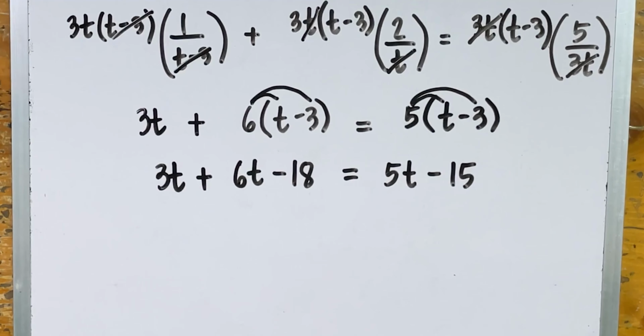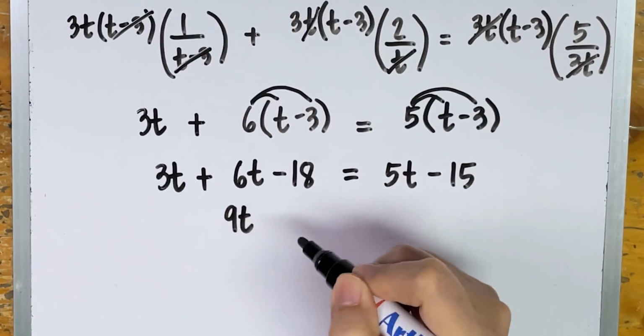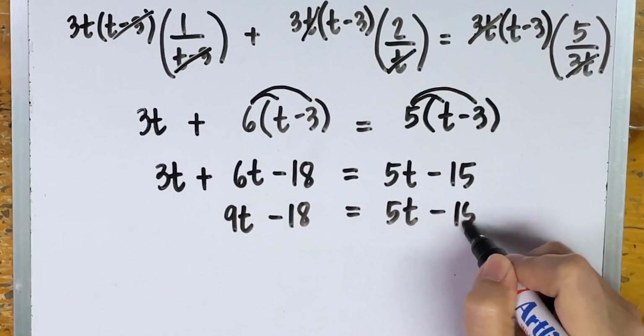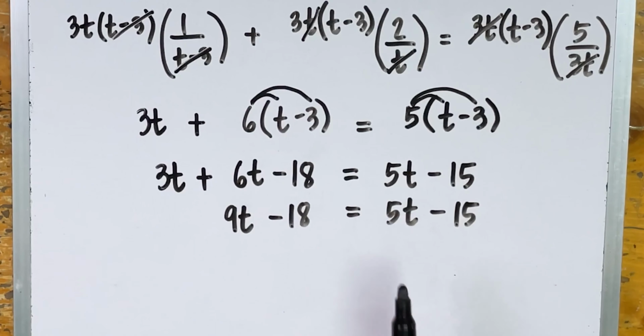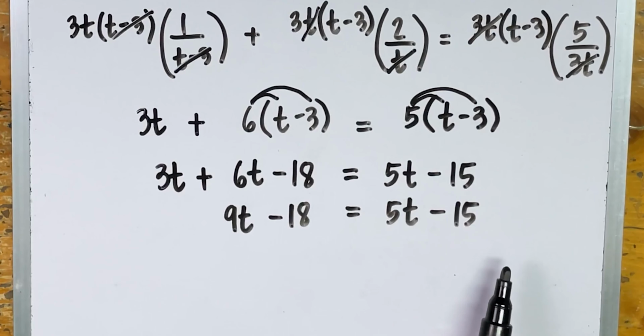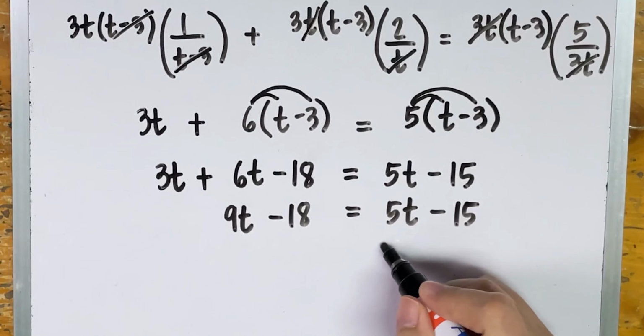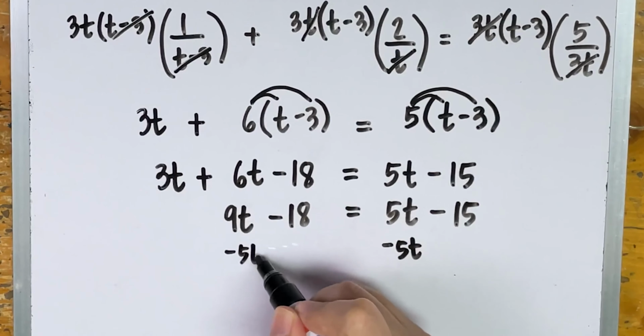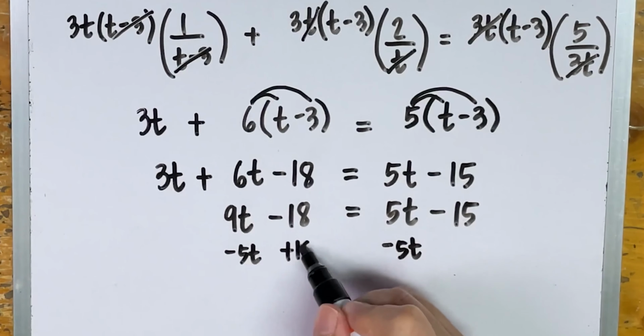Let's combine like terms first on the left side of the equation. We have 9t minus 18 equal to 5t minus 15. Now, what we can do is put all the unknowns together, all the t's together. So we'll have to bring 5t to the other side of the equation and also negative 18 to the other side. We do that simply by subtracting 5t on both sides, and then adding 18 on both sides as well.